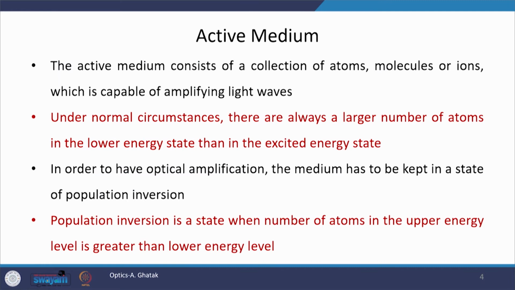Now, as I said before, the active medium consists of a collection of atoms, molecules or ions, which is capable of amplifying light waves. Under normal circumstances, there are always a larger number of atoms in the lower energy state than in the excited energy state. But in order to have optical amplification, the medium has to be kept in a state of population inversion. We know that population inversion is a state when the number of atoms in the upper energy state is larger than that in the lower energy state, and that is achieved through pumping.